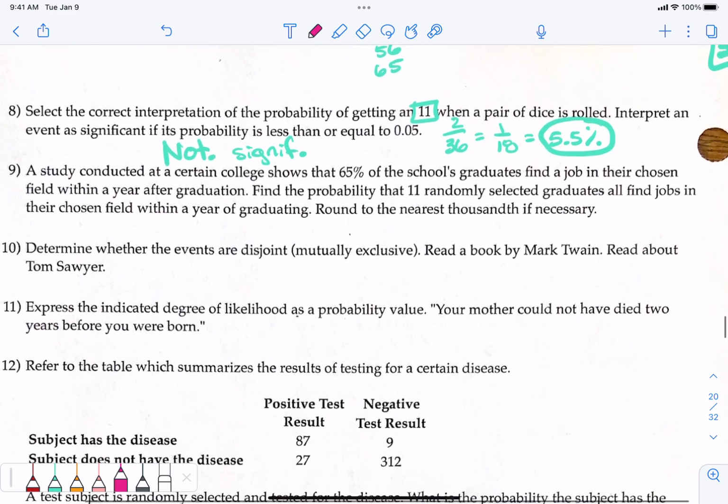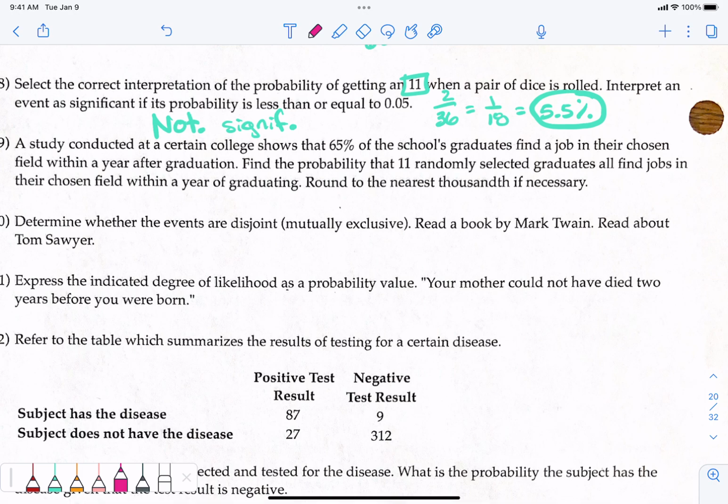Okay. Number 9. A study conducted at a certain college shows 65% of the school's graduates find a job in their chosen field within a year after graduation. Find the probability that 11 randomly selected graduates all find jobs within their chosen field within a year of graduating. That's going to be real low. 11 times 0.65. No.